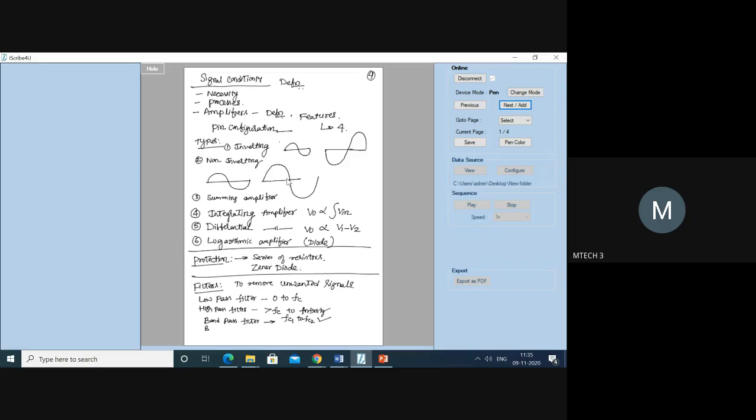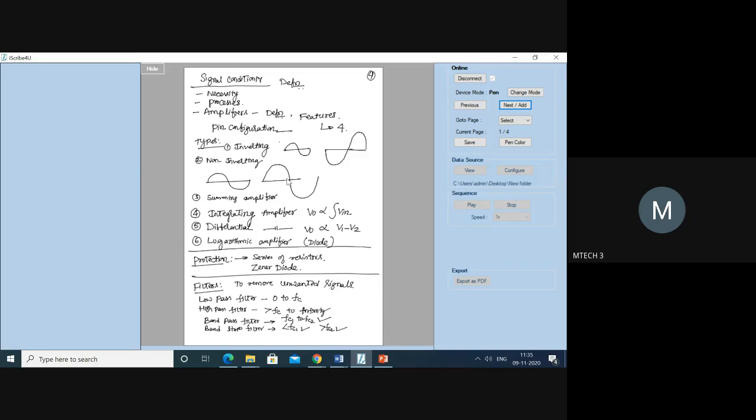Okay, then next is the band stop filter. Right. Then this one is the reverse of this. Less than FC1 and greater than FC2 are allowed. Reverse stop. Okay. Yes or no? Clear? Right. So this is about the filters.